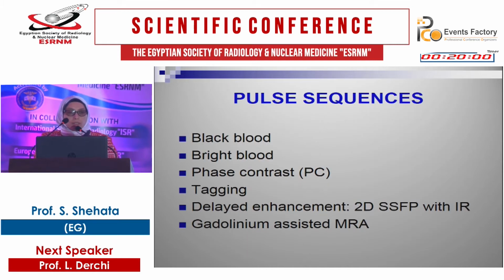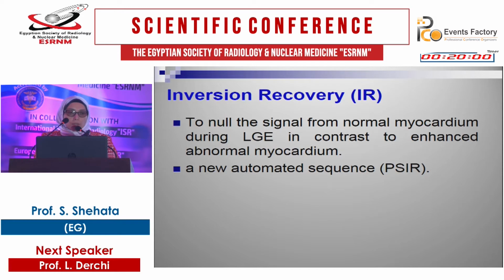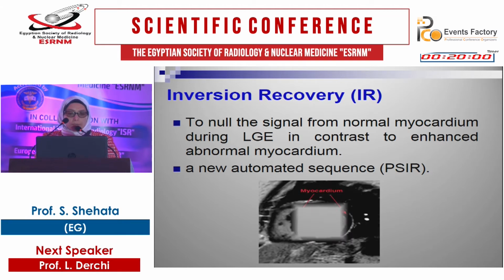Multiple blood sequences are used, but it mainly depends on the black blood sequence with a spin echo sequence or the bright blood sequence with the gradient echo sequences. Inversion recovery is used, especially with late gadolinium enhancement, and PSIR is used for phase-sensitive inversion recovery.